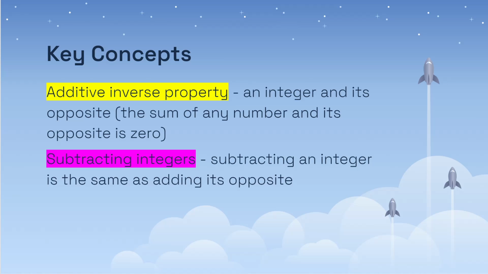Subtracting an integer is the same thing as adding its opposite. So just to illustrate that point, if I write 4 minus 3, this is the same thing as 4 plus a -3. That's what subtracting integers is. Yikes. Delete that. Moving on.